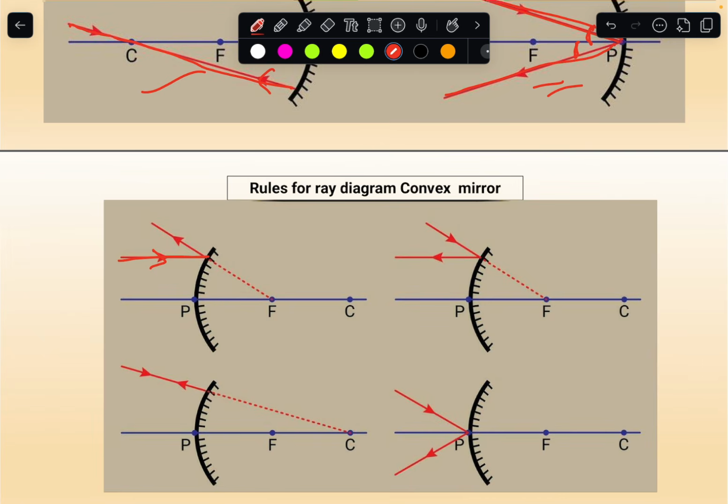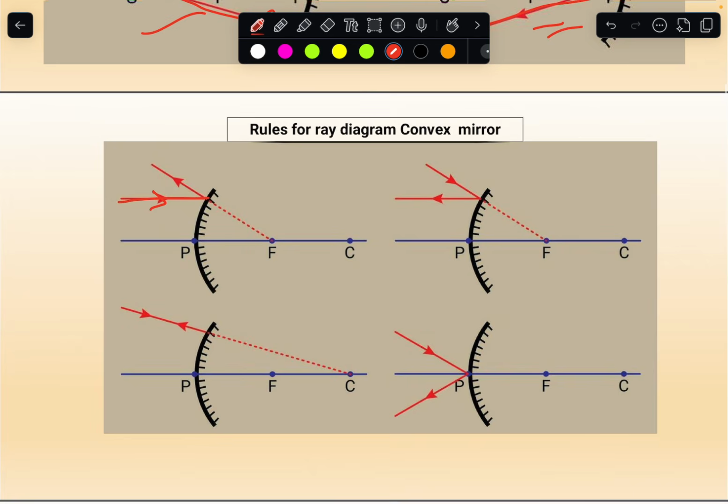Here in convex, it will appear it is coming on the focus, but after reflection it becomes parallel to the principal axis. Rule number 3 is also the same. If it is coming on the center of curvature, it appears it is going back from the center of curvature. And rule number 4: coming on the pole, it will reflect back with the same angle. So these 4 rules are there. You have to use them to make an image.